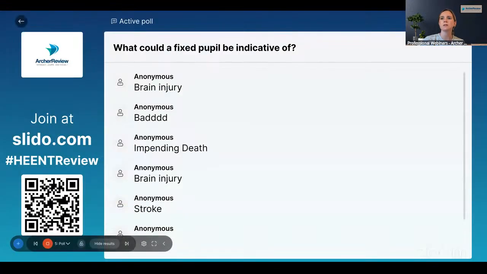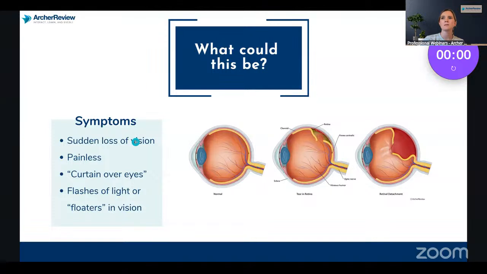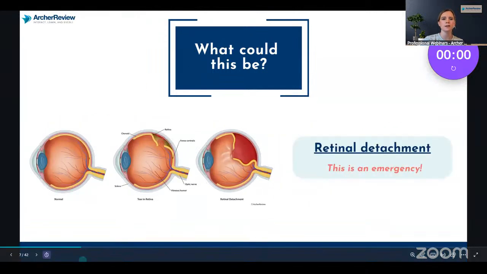We'll go to our next slide. What could this be? Any ideas? Retinal detachment. Awesome. Retinal detachment. Good. You got it. Okay, great. So yes, retinal detachment. This is an emergency.